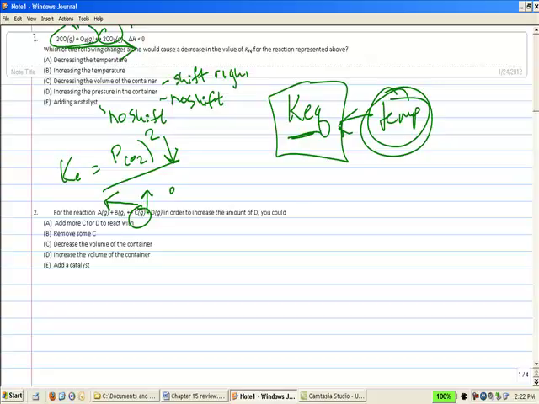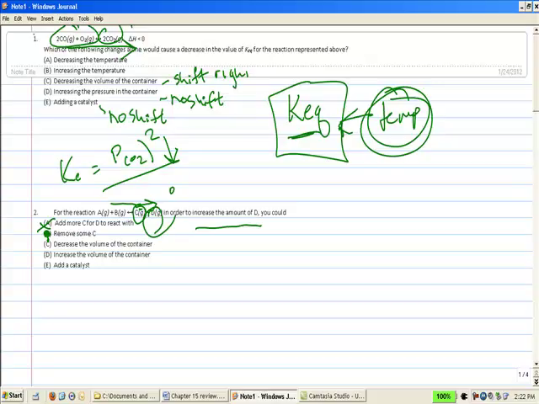So that's not going to increase the amount of D. That would actually decrease the amount of D. So that can't be that. If we remove some C, so this goes down, it's going to want to make more C, causing the reaction to shift to the right. If the reaction shifts to the right, it's going to increase the amount of D. So therefore, your correct answer would be B.